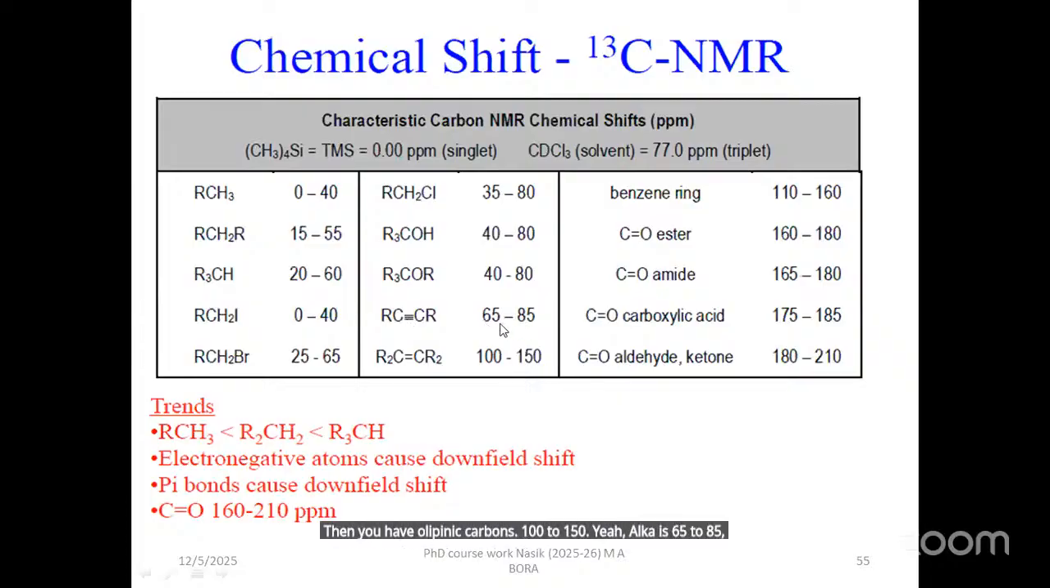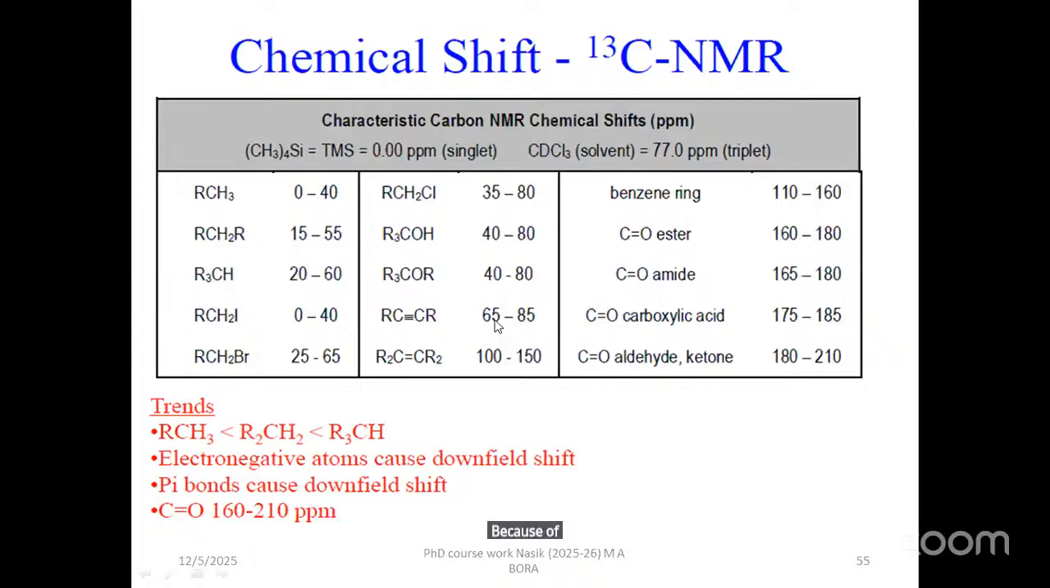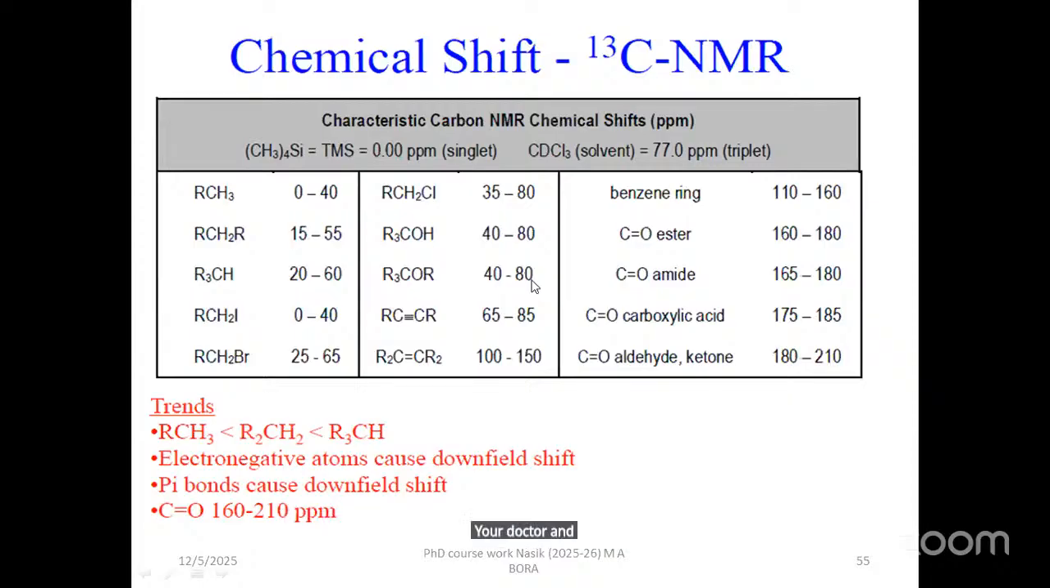Yesterday we spoke that the chemical shift is in between sp3 and sp2 because of the anisotropic effect. And then your aliphatic carbon can be observed up to 80 delta ppm, and this is how the CMR delta values will be there.